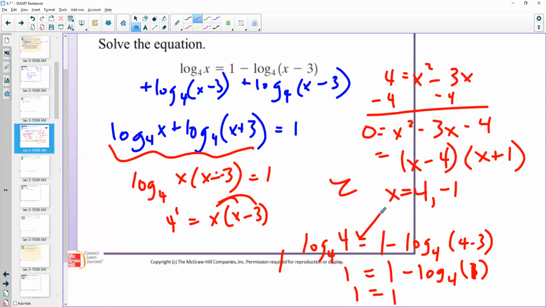If I do the same for negative 1, I'm going to get log base 4 of negative 1 equals 1 minus log base 4 of negative 4. That is not going to work out. So in this case, negative 1 is not going to check. Okay, so one of my answers in this case is going to be all right.